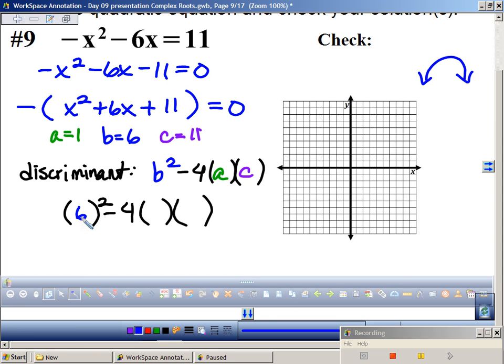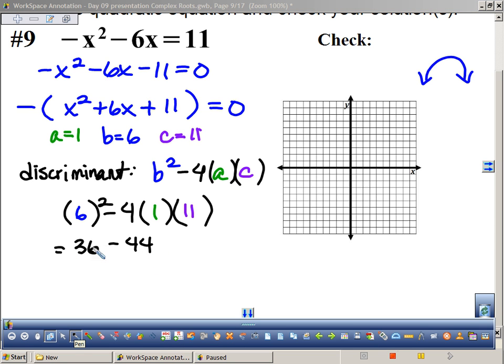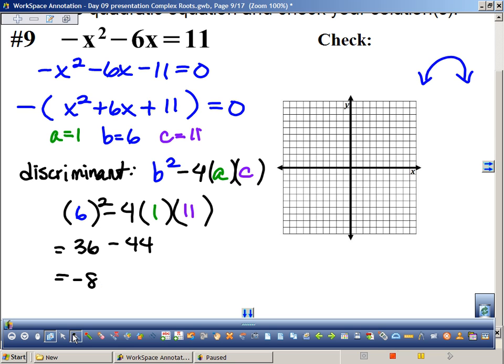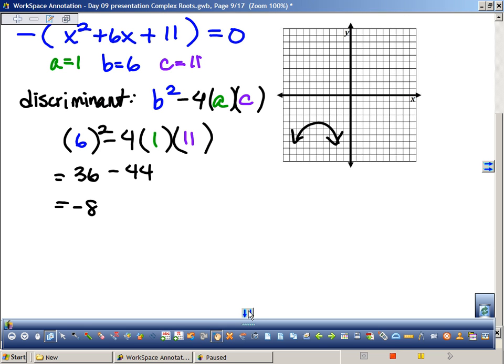AC. My B is 6, my A is 1, and my C is 11. If I solve for that, I get 36 minus 44, which is 36 to go to 40 would be 4 negatives, and then to 44 would be 4 more negatives, which is negative 8. So I do, in fact, know that I have 2 complex roots. Right, Sarah? Okay, so I have 2 complex roots. Now I'm going to go ahead and finish it. I realize that I am never going to cross the x-axis, but I'm going to have to be somewhere down here because it's negative. Not exactly sure where yet, which is what we're going to look at next.